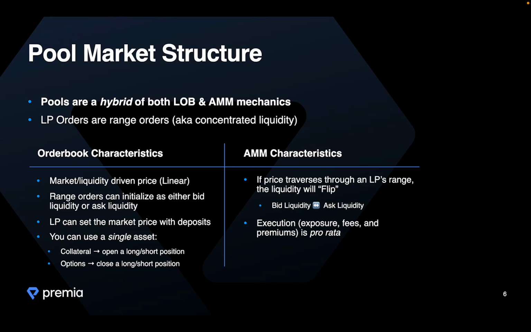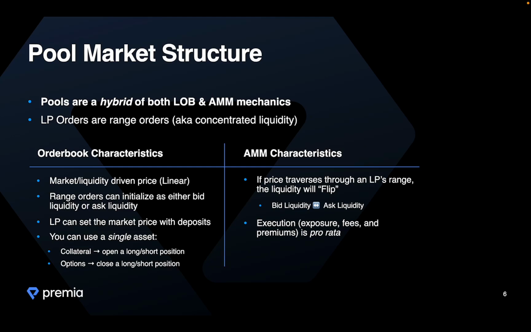Now, on the flip side, with AMMs, one characteristic that AMMs have is that they flip their liquidity. And so what I mean by that is when a price traverses through a range, that bid liquidity becomes ask liquidity, or vice versa. And so that's different than an order book. In an order book, once an order gets filled, it's taken and removed off of the order book. That's not the case with our design. Your liquidity will stay there. So if you did want to establish a single directional position, you would then have to remove your liquidity from the pool to keep that position or guarantee that you would have that position.